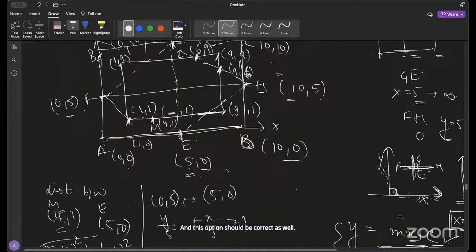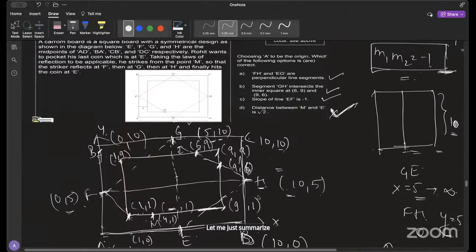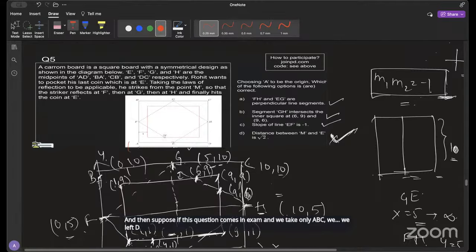All options are correct. Let me just summarize this in this diagram only. Ma'am, suppose if this question comes in the exam and we tick only A, B, C and leave the other option, would it be a fully wrong answer for us? That depends on how it's decided. It's decided while checking the answer scripts. I don't know it yet.